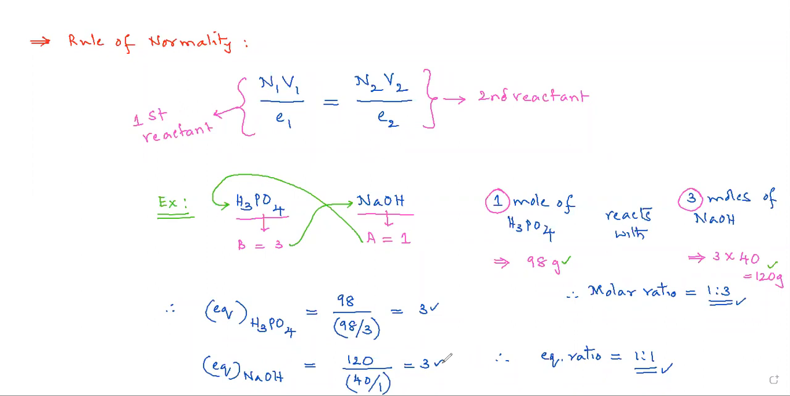So this is an important thing. See, generally, the molar ratio may or may not be 1:1. That is the reason why we have taken n1 and n2 in the rule of molarity. But you know the equivalence ratio is always 1:1. This is 1. This also is 1. So they need not be taken.